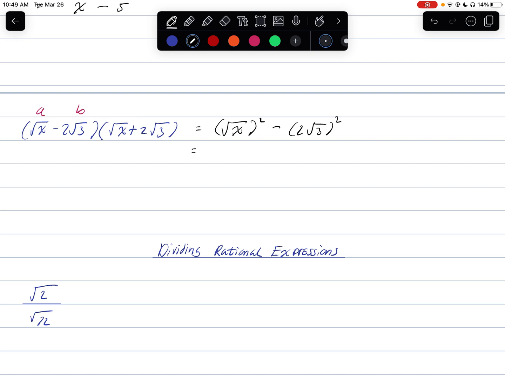Okay, the square root of x squared just undoes the square root, and we get x minus 2 times the square root of 3 squared. But here we can distribute the square because it's multiplication on the inside, it's not addition. So we have 2 squared, which is 4, and then the square root of 3 squared is just 3. So 4 times 3, and we have x minus 12.